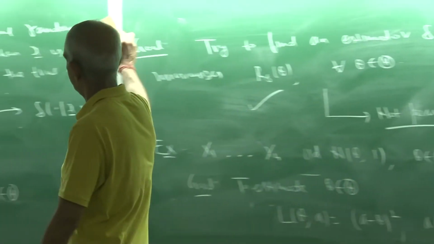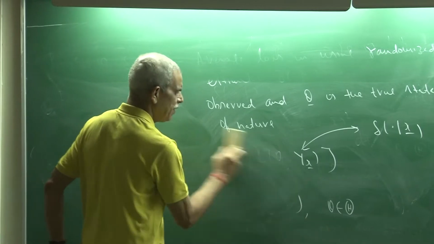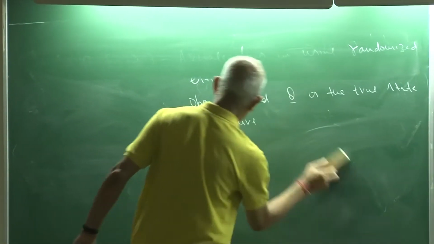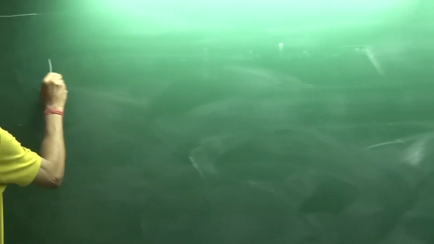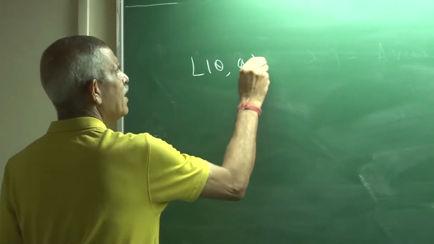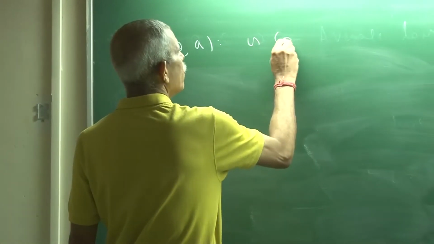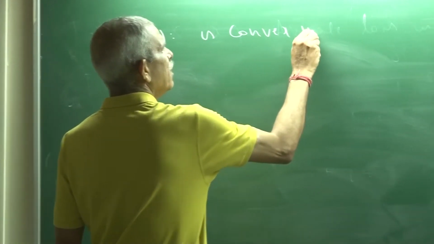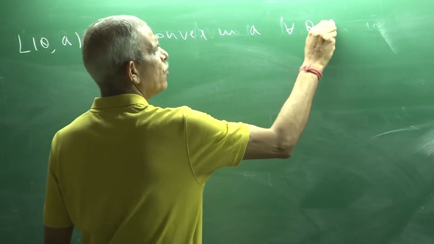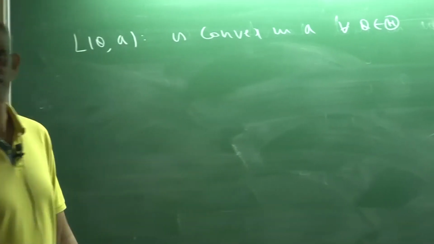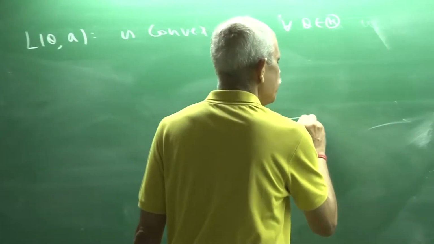Let us revisit some of the results from your last course, which may be useful. Now, generally what we assume is that L theta A is convex in A for every theta belonging to capital theta. So to get a feel of that, let us look at how the loss function should be.